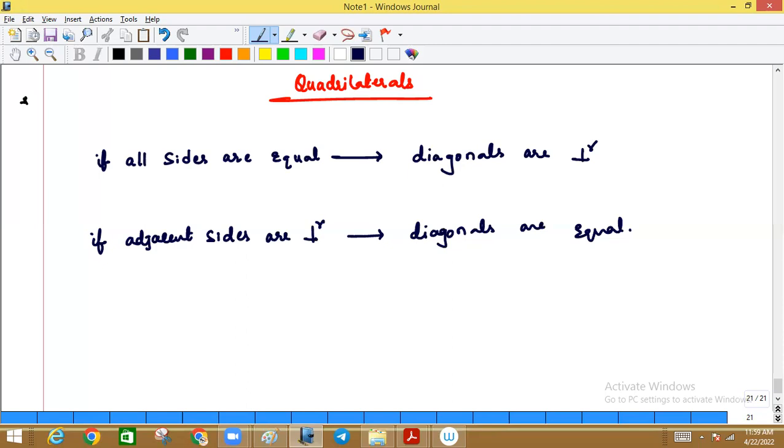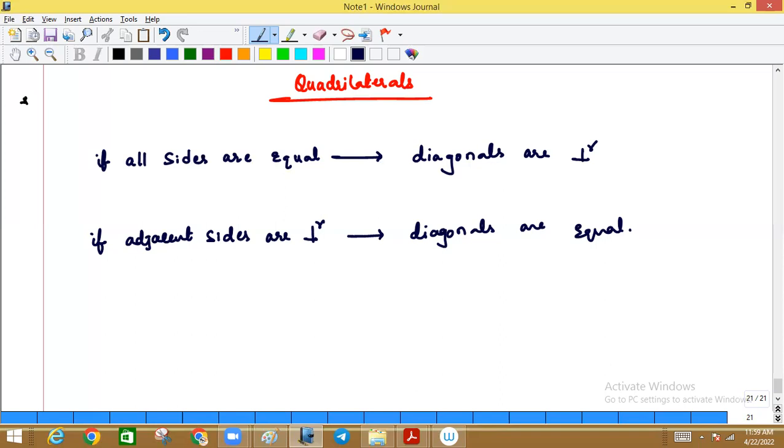See that there are two things which are very, very, very important. One is if all the sides are equal, then you say diagonals are perpendicular, and it is not the other way around. It is only one way. If diagonals are perpendicular, you cannot say sides are equal. You understand? Only it is one way. If sides are equal, diagonals are perpendicular. If sides are perpendicular, then diagonals are equal.